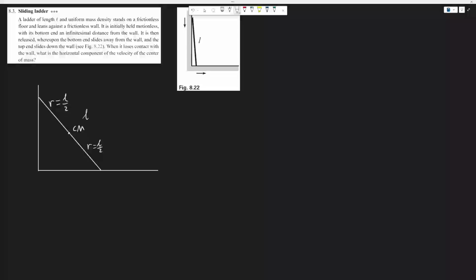And then we know, let's draw a free body diagram. So this would be gravity. And here's a normal force, and here's a normal force. Let's call this N1 and N2. And so let's think about what happens when it loses contact. Well, when it loses contact, we know that N1 becomes 0. So now we would try to find the horizontal component of the velocity of the center of mass when N1 equals 0. But it is actually quite hard, so let's think about it another way.